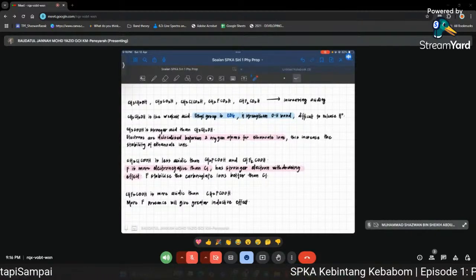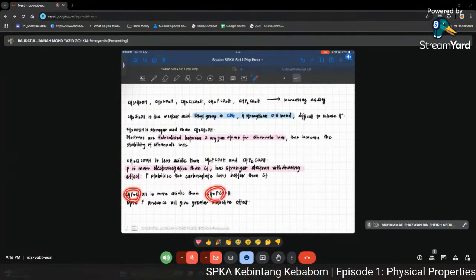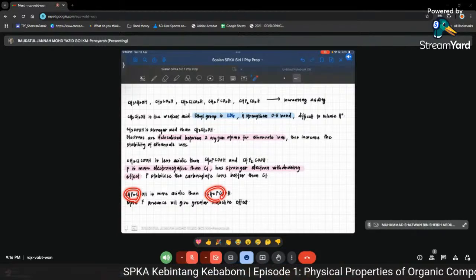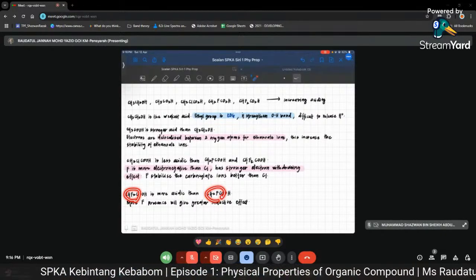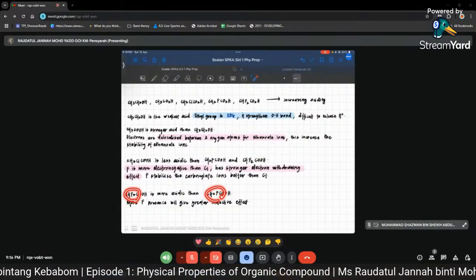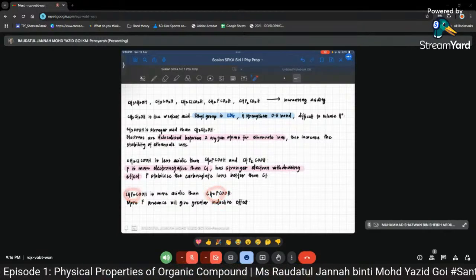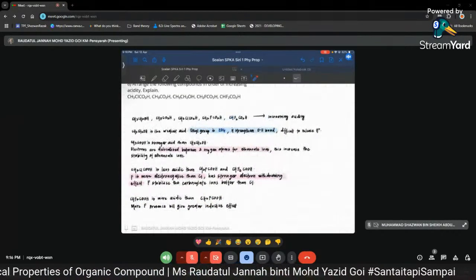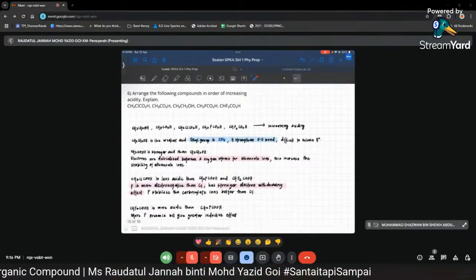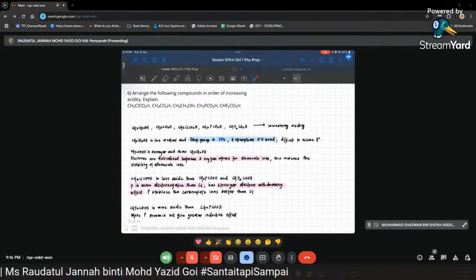So for this one here, you have 2 fluorine and this one we have 1 fluorine. So obviously more fluorine is better because you can increase the electron withdrawing effect. Okay, so this is how you should justify your answer.